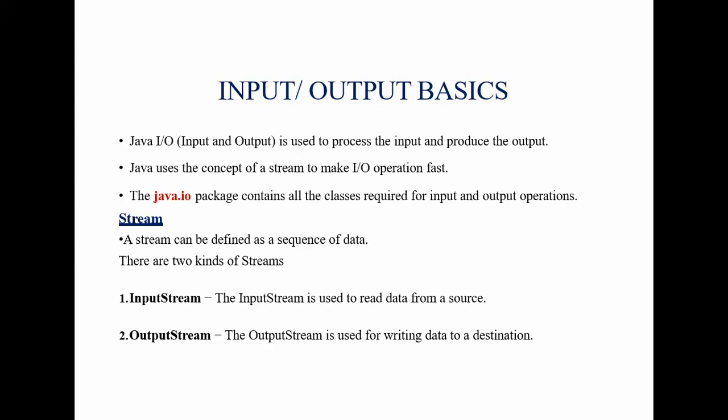It is classified into two types: one is input stream and the second is output stream. Generally, input stream is used for reading data. If you want to read the contents present in a file, we have to use a class called input stream. For writing the contents to the file, which class do we use? The output stream class.